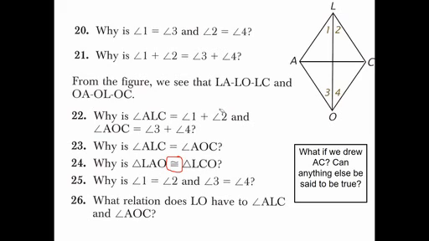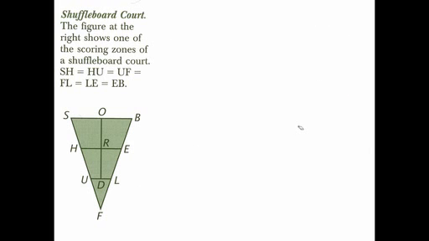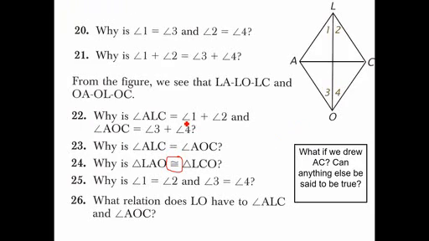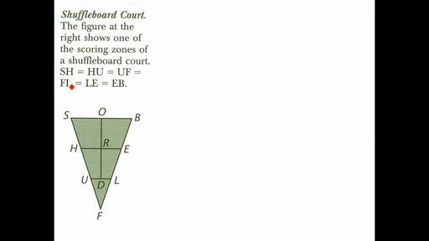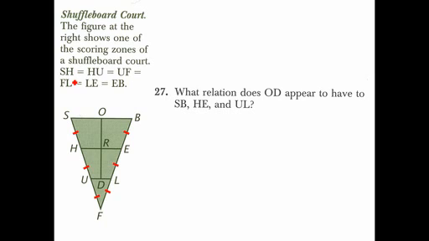Puzzle that out. Some church basements have shuffleboard on them. Maybe yours is one. We've got some questions here about a shuffleboard court, and there are definitely some givens. Again, you should mark those out on your picture. I would draw a figure. They don't tell you to, but it's helpful. And a question. What does it look like OD does to the three segments that it crosses? So they're looking at SB and HE and UL. What does it look like it does?